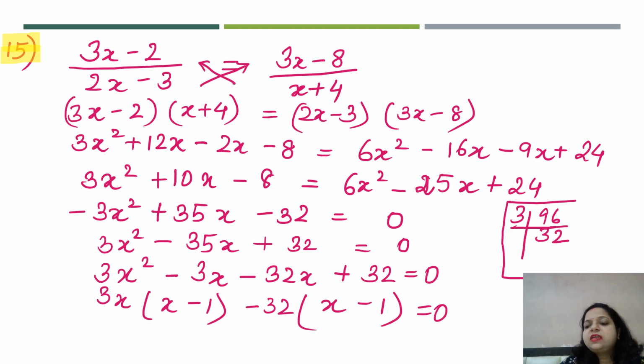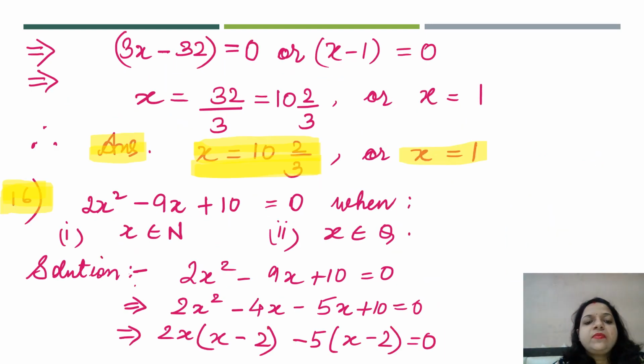Okay, children, coming to the next slide. 3x minus 32 is equal to 0, or x is equal to 32 by 3, or 10 whole 2 by 3, or x minus 1 is equal to 0, so x will be equal to 1. Therefore the answer is x is equal to 10 whole 2 by 3, or x is equal to 1.